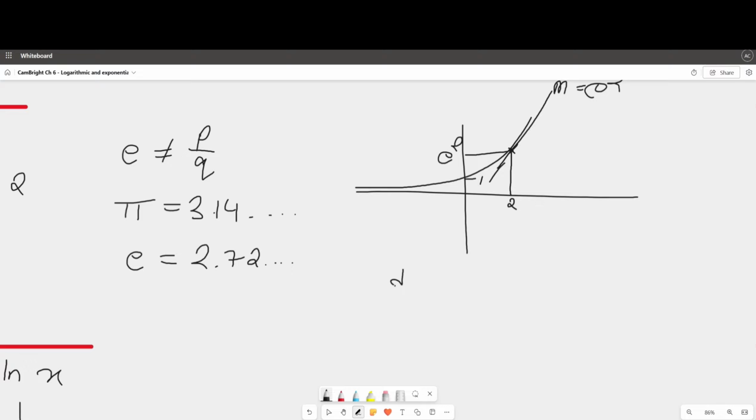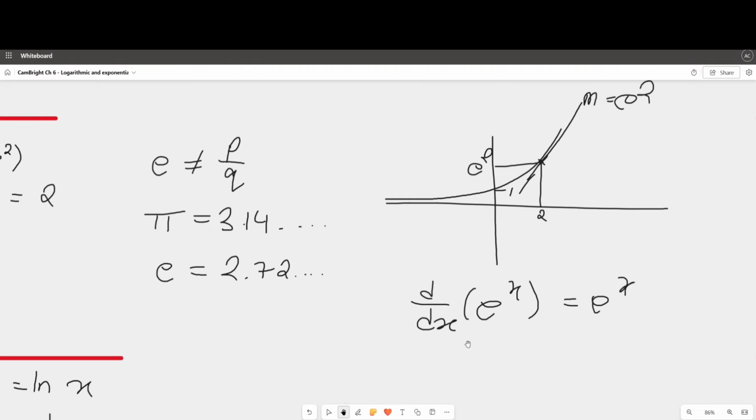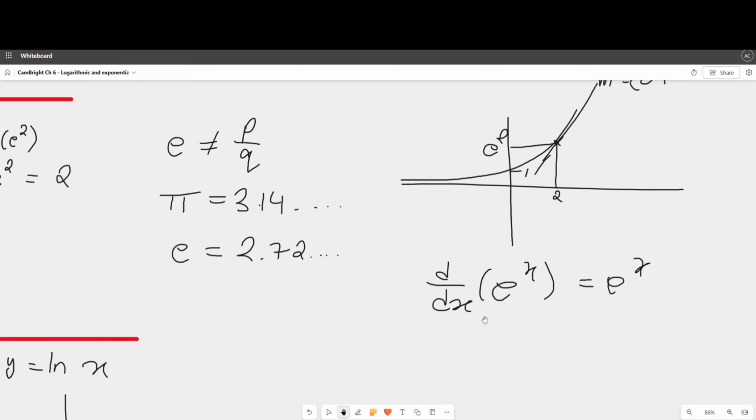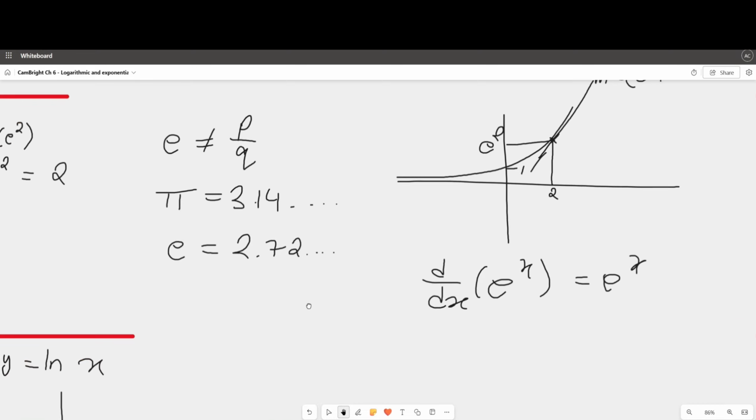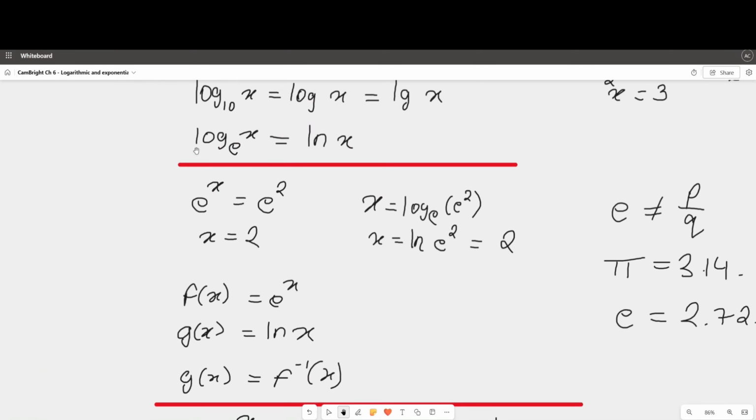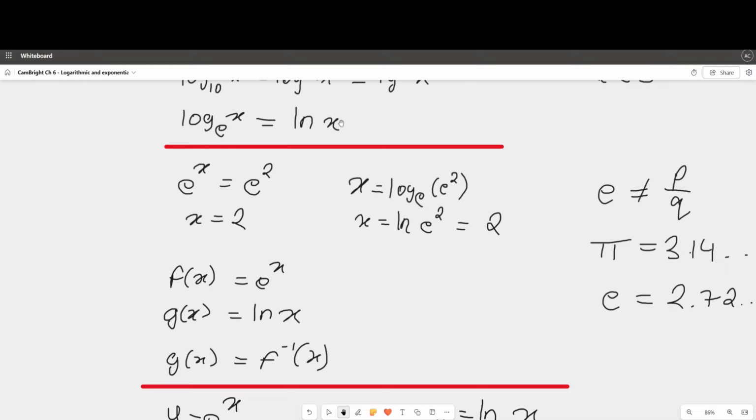This is the more formal notation: the derivative of e to the x is e to the x. This is part of the calculus chapter, chapter 14, which we will come to later, so you don't need to know it yet. But that is basically what e is. So log base e of x is ln x, called the natural log of x.